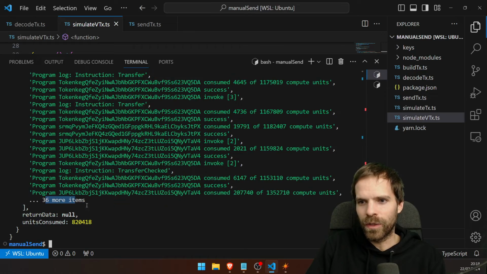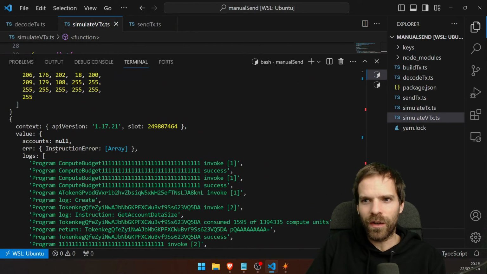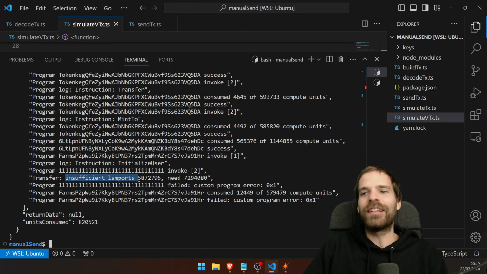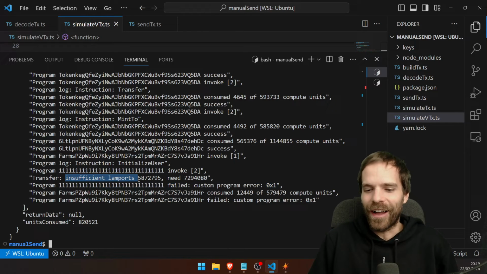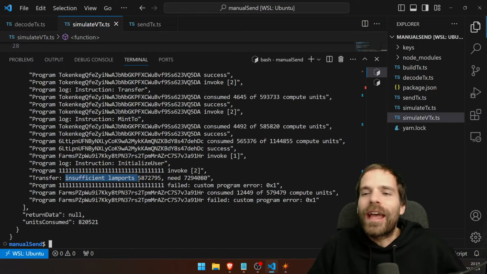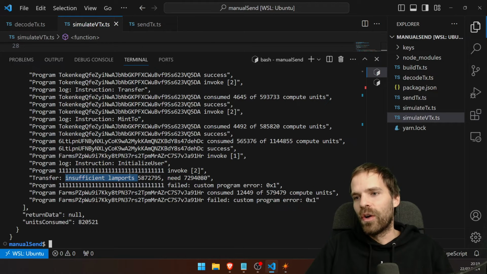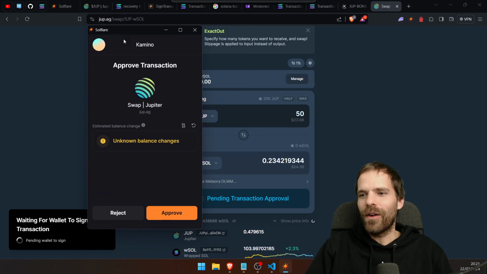And then why would it fail? Error, instruction error. Failed custom program error 0x1. And that's directly from the system program, 0x1, and that's insufficient lamports. Okay, so I just don't have enough Sol on that account to do DeFi, so I need to get more Sol. Oh, again, unknown chain.